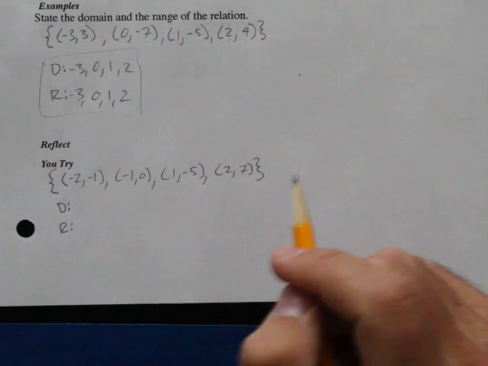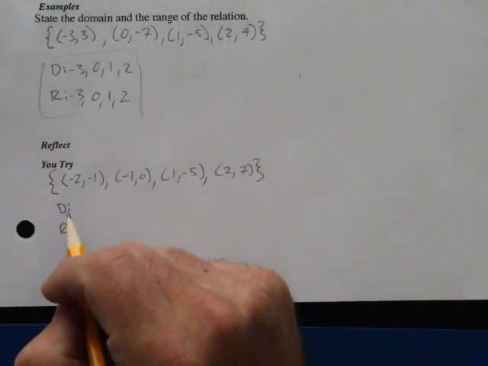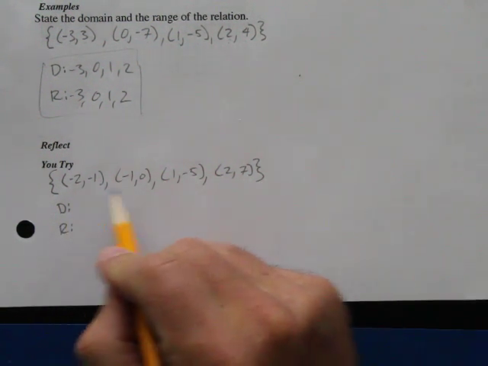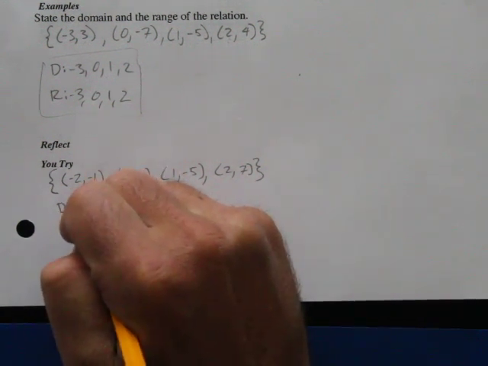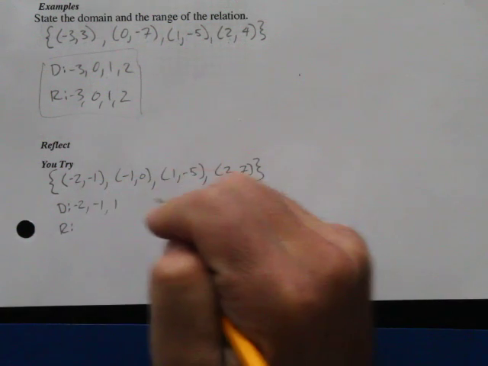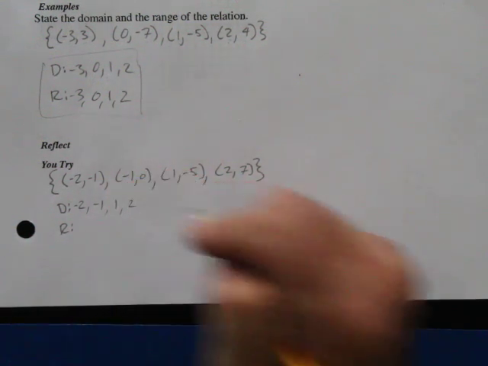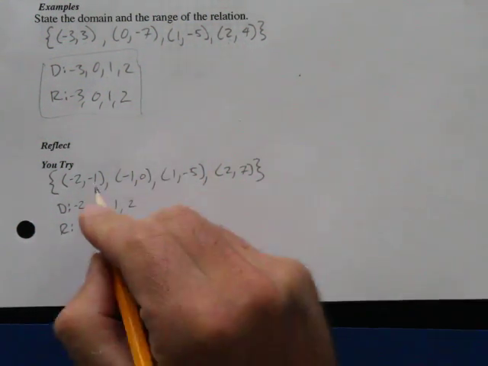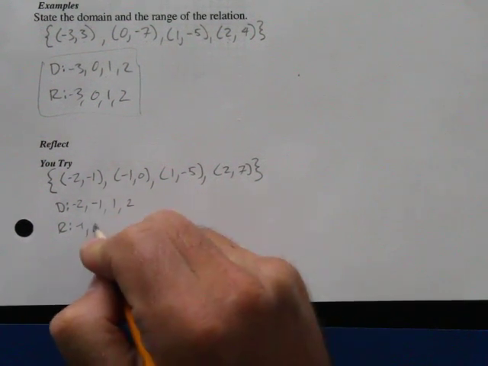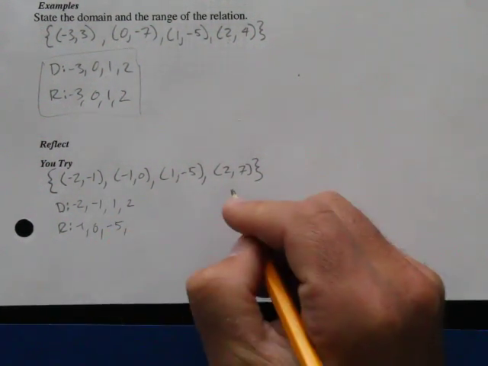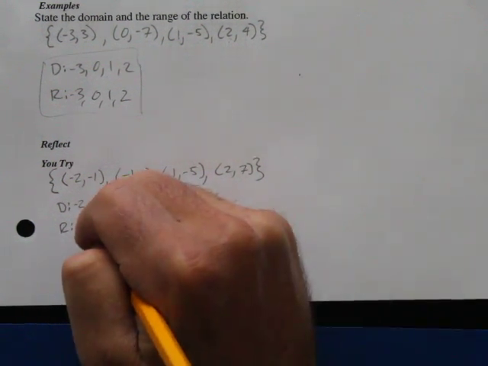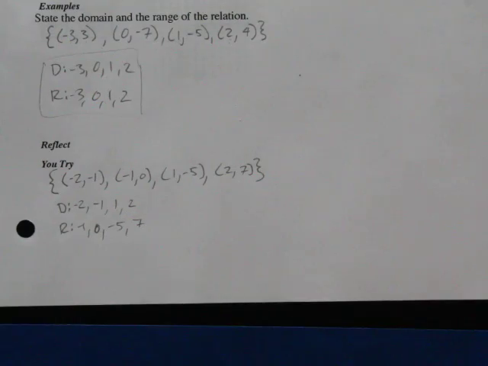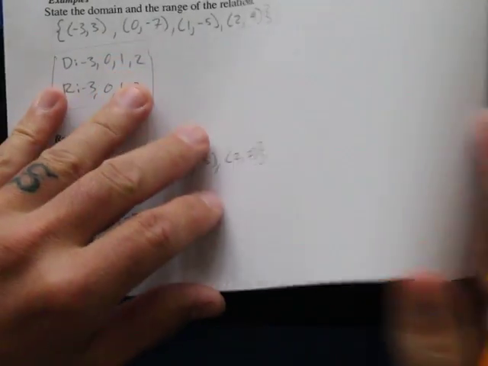All right, welcome back. Let's see how you did. The domain is the x values of each of these points. So domain is -2, -1, 1, and 2. My range is the y values, -1, 0, -5, and 7. And there you have it. All right, let's keep moving.